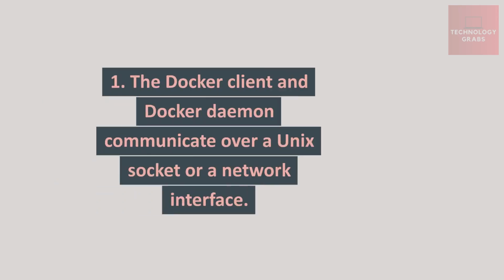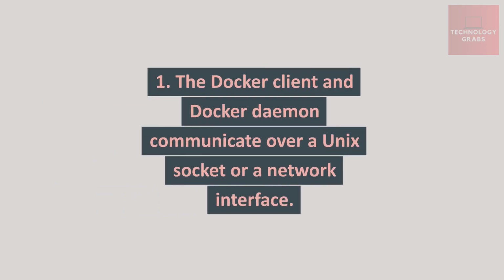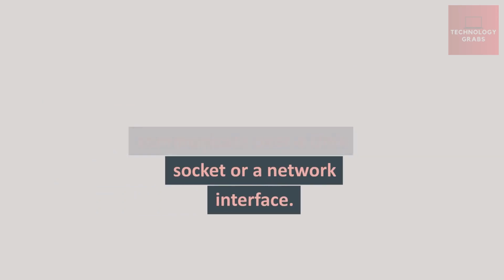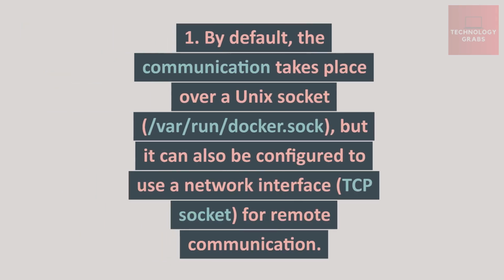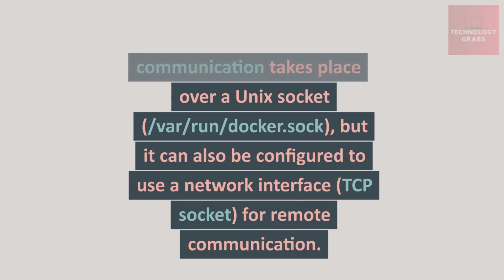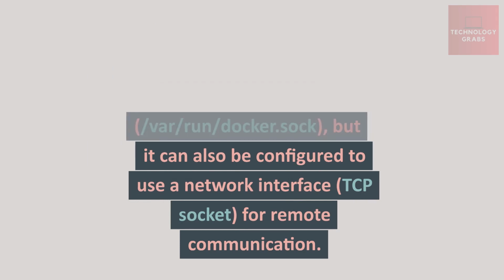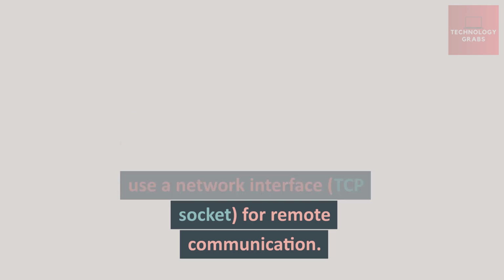Communication flow. 1. The Docker client and Docker daemon communicate over a Unix socket or a network interface. By default, the communication takes place over a Unix socket, /var/run/docker.sock, but it can also be configured to use a network interface, TCP socket, for remote communication.